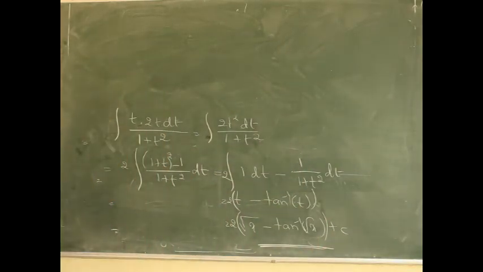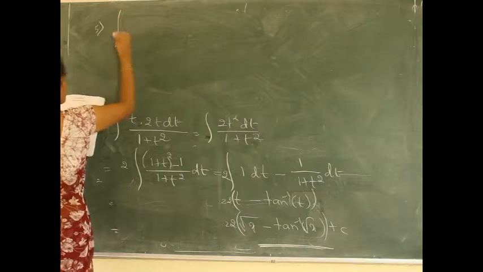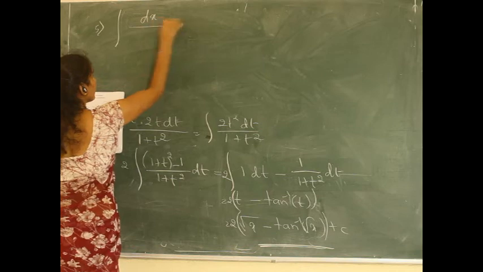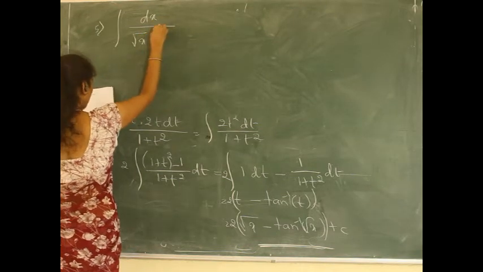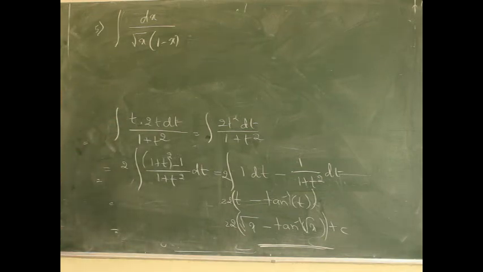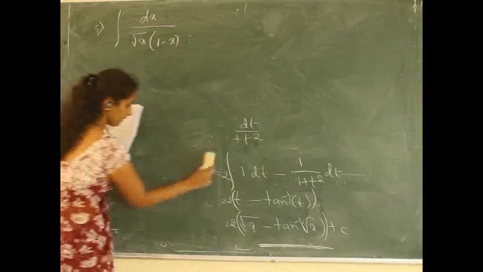Next question is the 5th one. Integral of dx divided by root x into 1 minus x. So how can we solve these questions? Again here also we can take root x as t. We can substitute root x as t, then we can simplify and then we can continue.